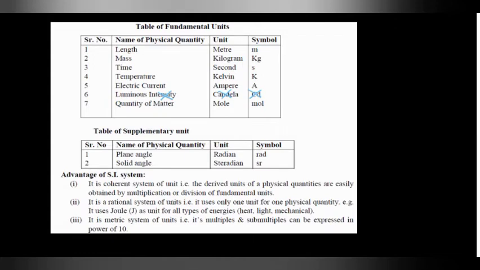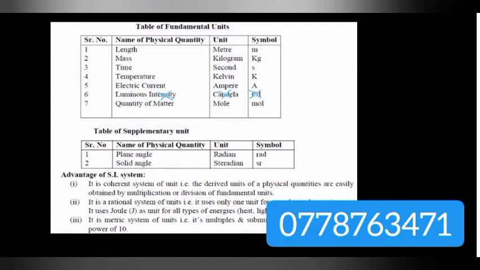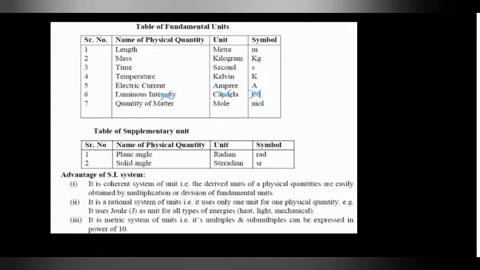You don't need to apply this anywhere in A-level physics, even in the first 2 years of university, guaranteed. So the quantity of matter, it's the mole, right? The symbol is mol. Even if you are not a chemistry student, in physics you have to apply it somewhere, so get used to some small extent of mole calculations. So these are the basic 7 units.